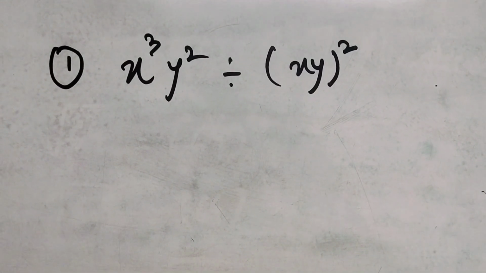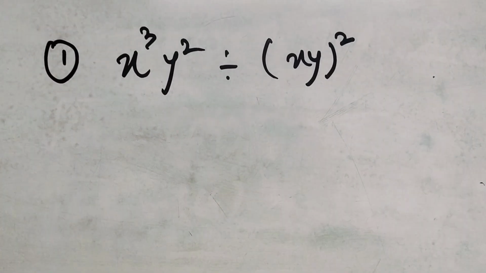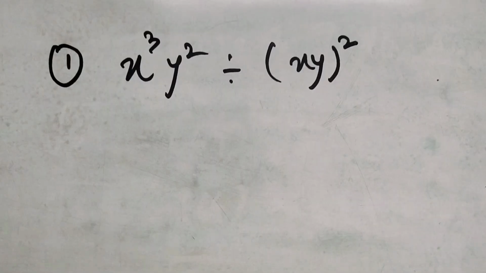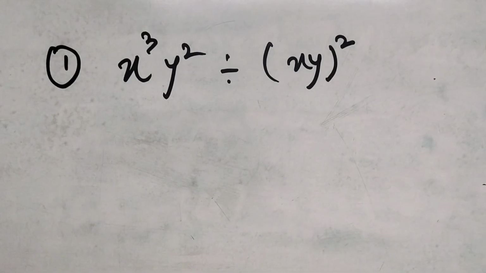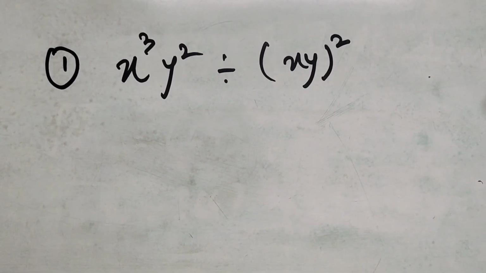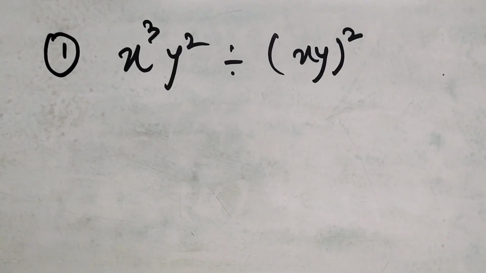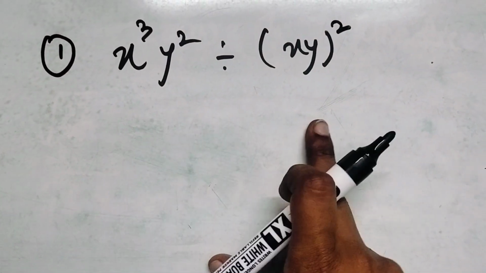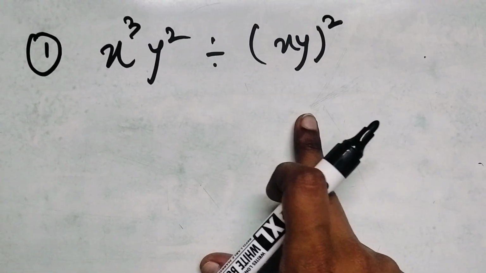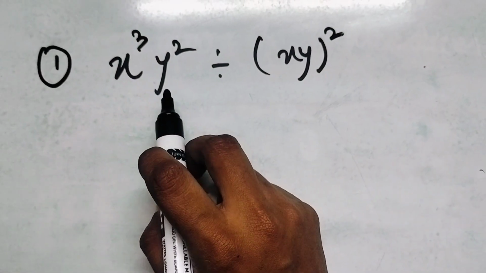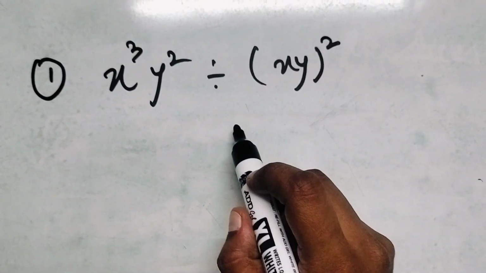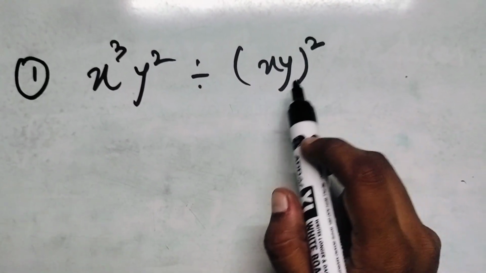Hi everyone, let's start a new topic of indices, which is simplification. These questions can be of three types: either simplification, or finding the value, or solving and finding the value of the missing variable. For example, the typical question you see over here is a simplification question. It's given x cube y square divided by (xy) whole square.